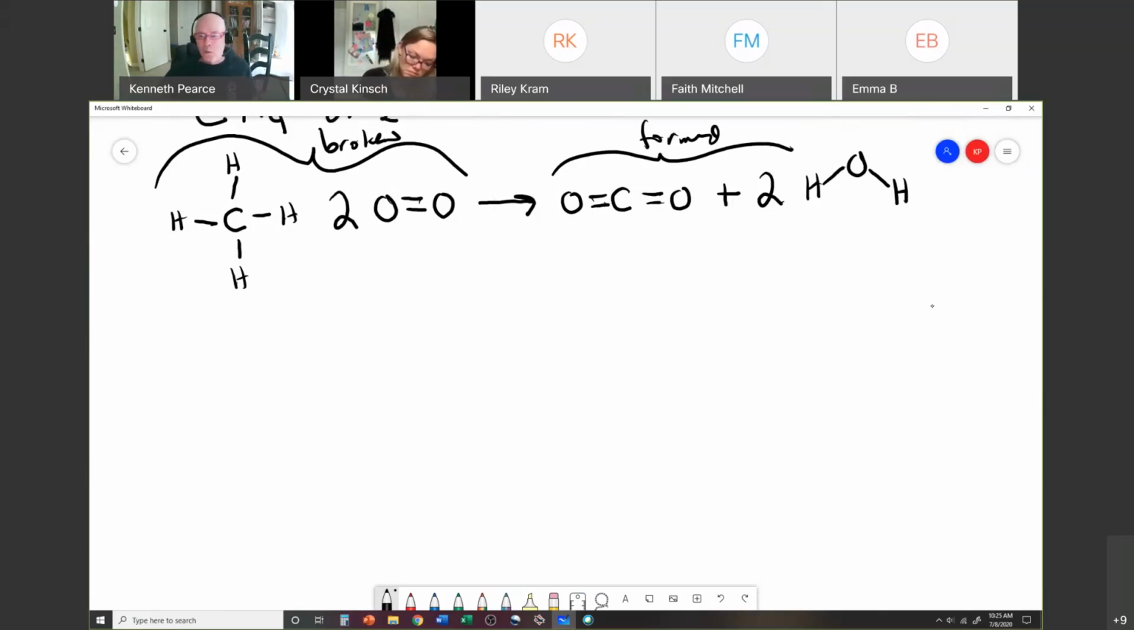Now, they're not necessarily broken from one side to the other, and they're not necessarily formed from one side to the other. You could just break one and form one. On this one, we're going to break everything and form everything, and it's not always that way. So let's go.